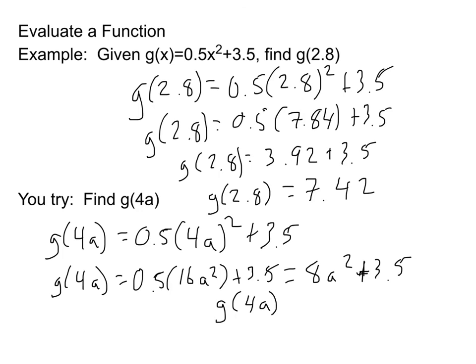Remember, say that g of 4a, g of and whatever's in the parentheses, equals 8a squared plus 3.5. That's our answer. That's it for this video.